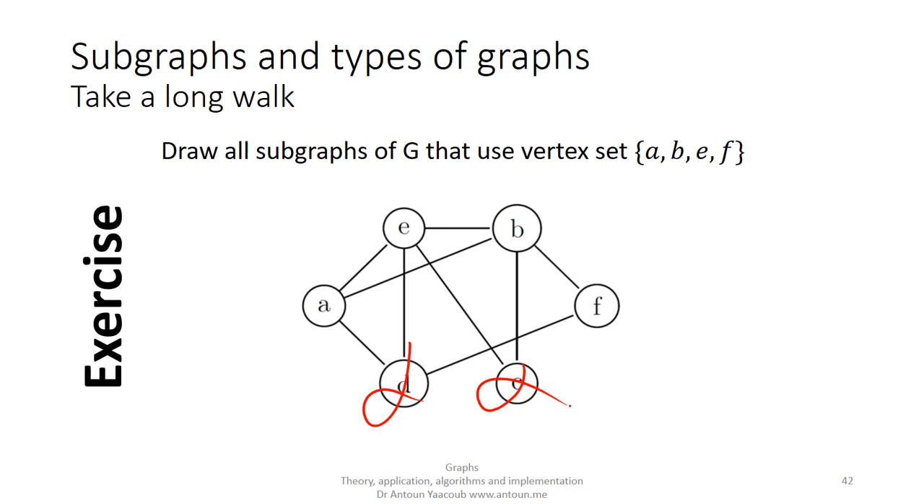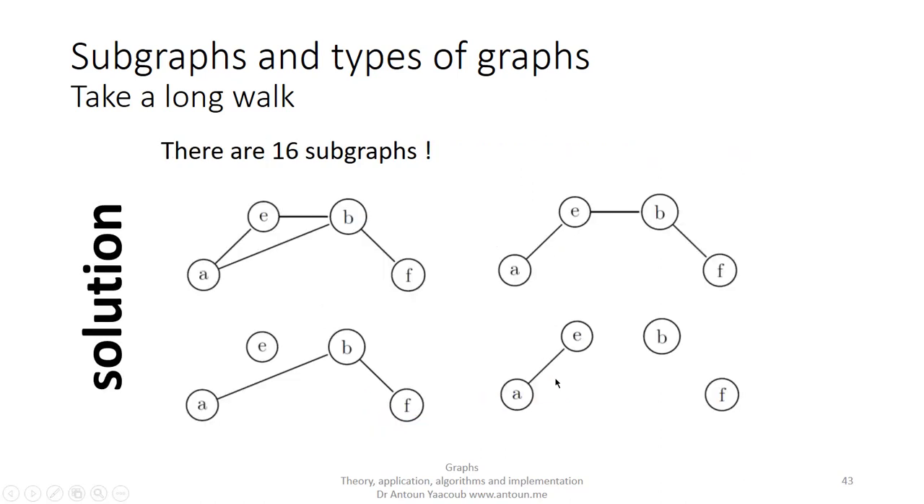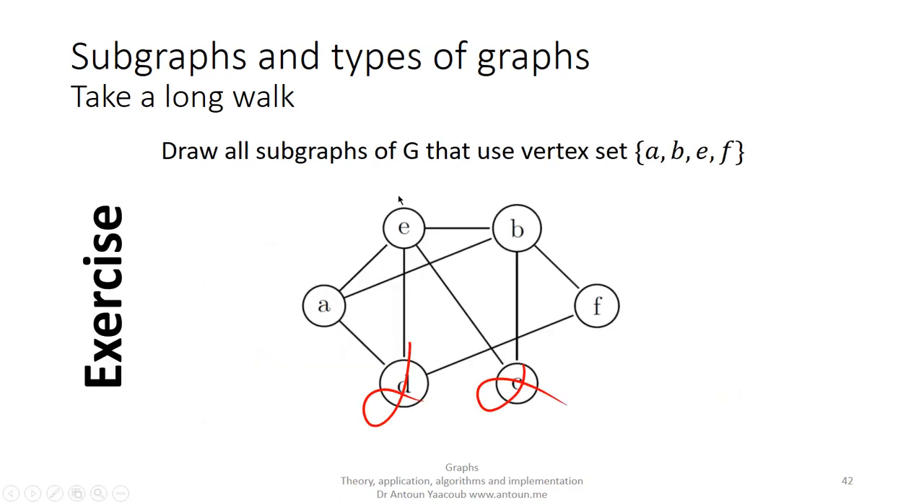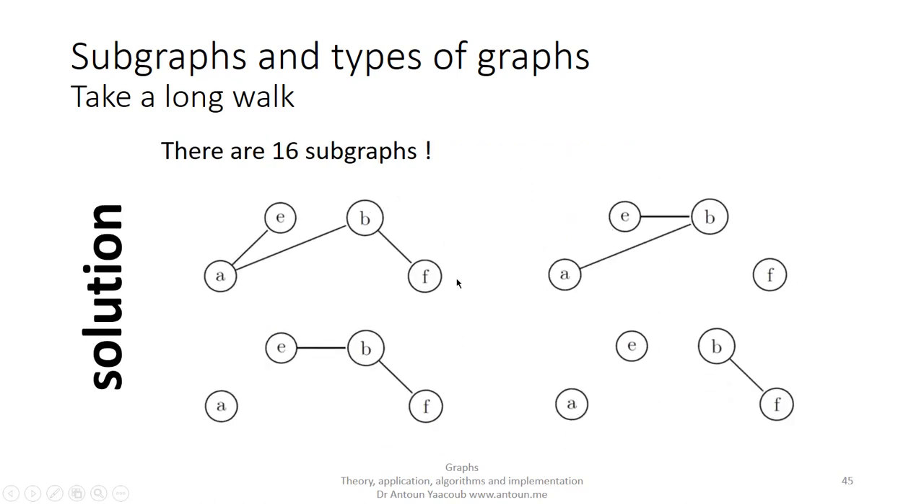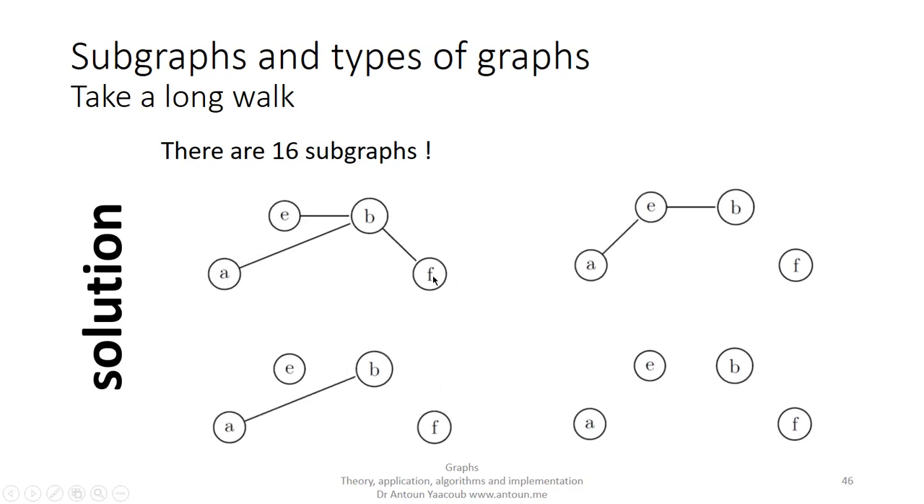So how many subgraphs are there, or draw all the subgraphs? I need to sometimes keep all the edges, sometimes remove all the edges, and so on. So I have drawn all the subgraphs. They are equal to 16. I have kept the vertices, and from the remaining edges I have included one. I have taken all the combinations. So we have in total 16 subgraphs.